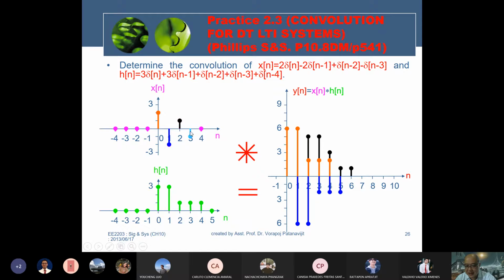The last one is minus 1, the light blue. Minus 1 multiplied by 3 gives you minus 3, and multiplied by 1 gives you minus 1. So we get minus 3, minus 3, minus 1, minus 1, minus 1.